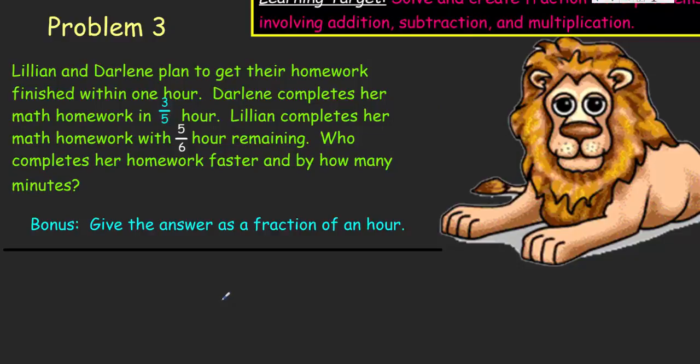Okay. Problem 3 says Lillian and Darlene plan to get their homework finished within 1 hour. Darlene completes her math homework in 3/5 hour. Lillian completes her math homework with 5/6 hour remaining. Who completes her homework faster and by how many minutes? Oh, we have a bonus? Give the answer as a fraction of an hour.